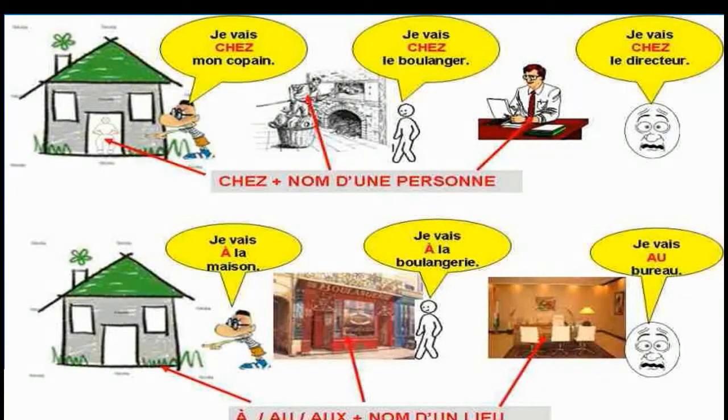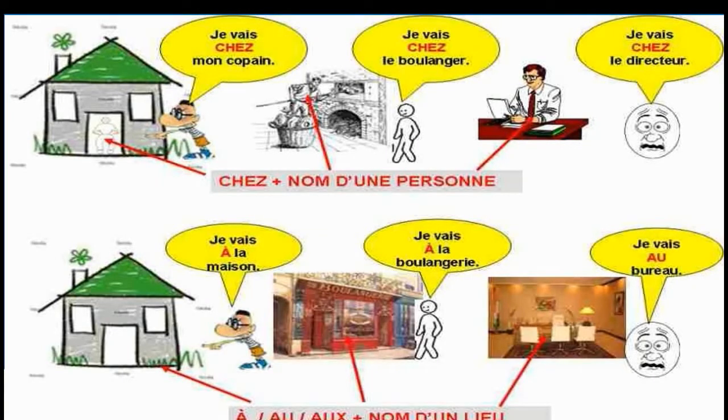But anyway, if I talk about someone, before a person I use chez, after the verb aller. Je vais chez. For example, chez maman. Je vais chez ma grand-mère. I go to my grandmother. I visit her in her house.